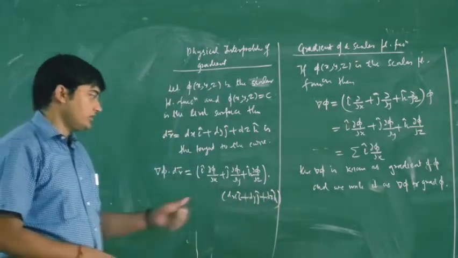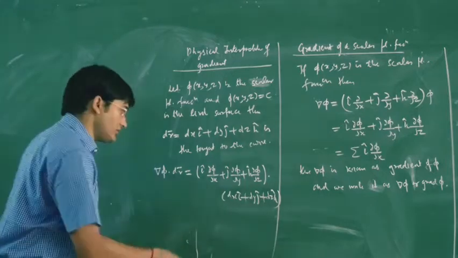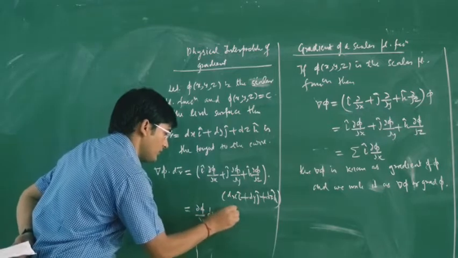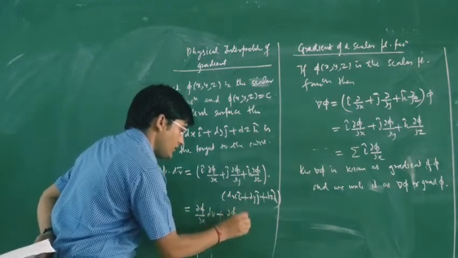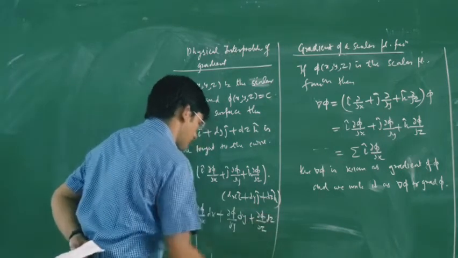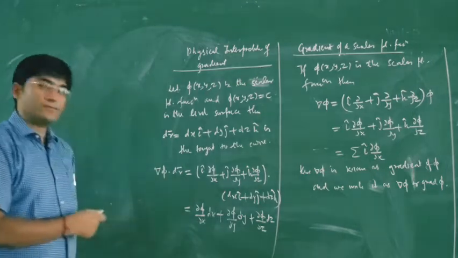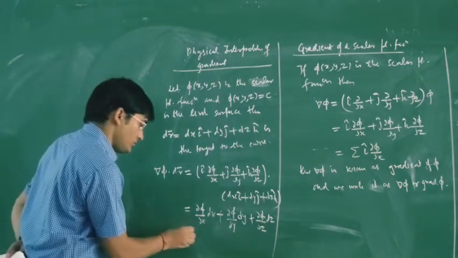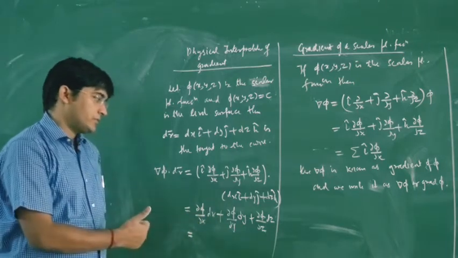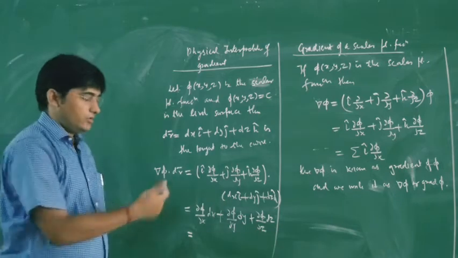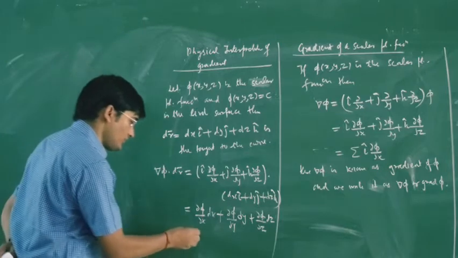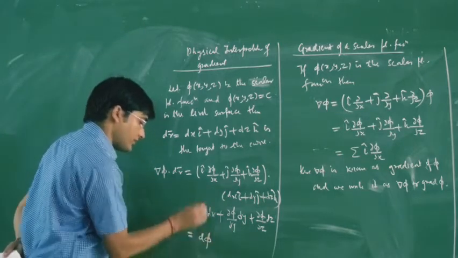As i dot i is 1, j dot j is 1 and k dot k is 1. So this is equal to del phi by del x dx, del phi by del y dy, and del phi by del z dz. Now what is this? This is equal to the total derivative. You have seen the definition of total derivative in my lecture of partial differentiation. So this is basically d phi.